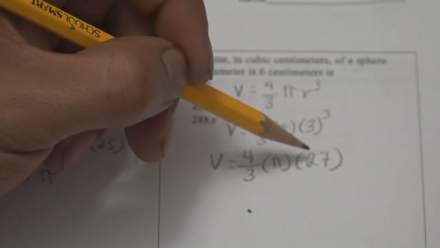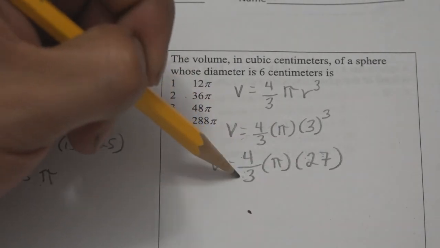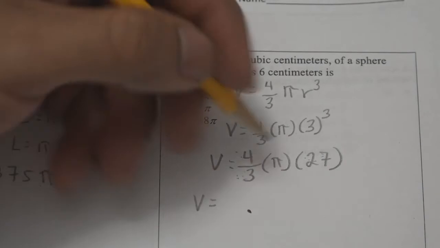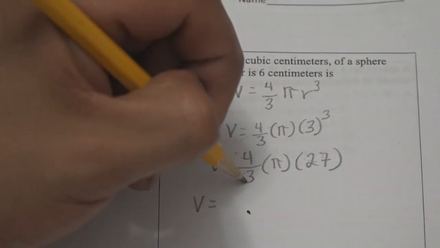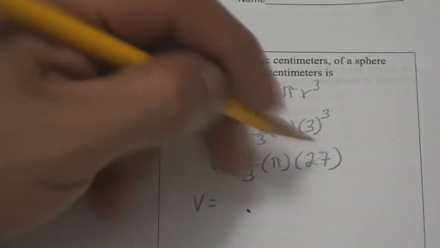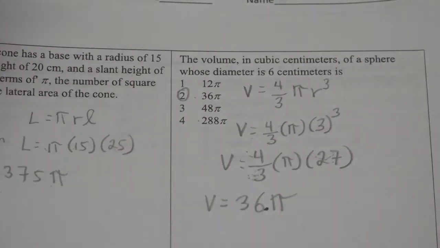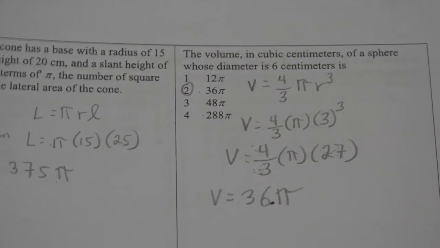Now, if I simplify this, I have 27 times 4 divided by 3, or 27 divided by 3 times 4. So I'm not using the calculator. 27 divided by 3 is 9. So this number is 9, times 4 is 36. And then the pi. So the answer is 36 pi. Good, right? So let's move on to the next problem.